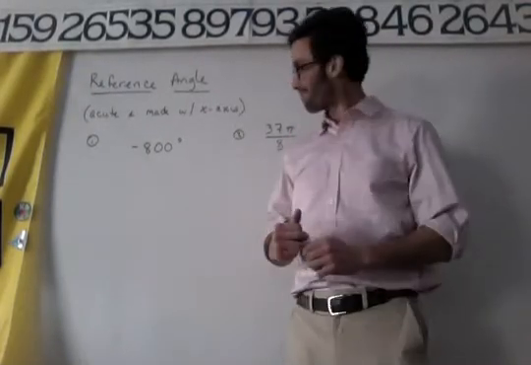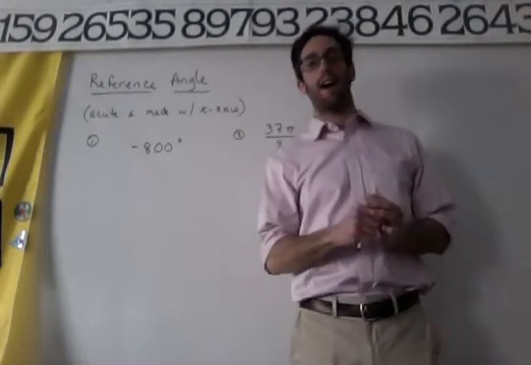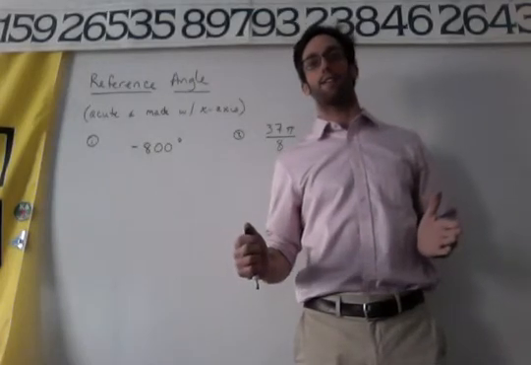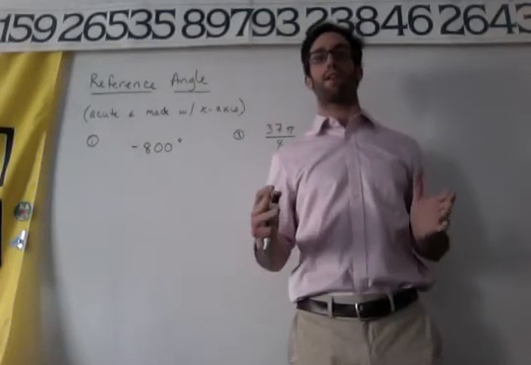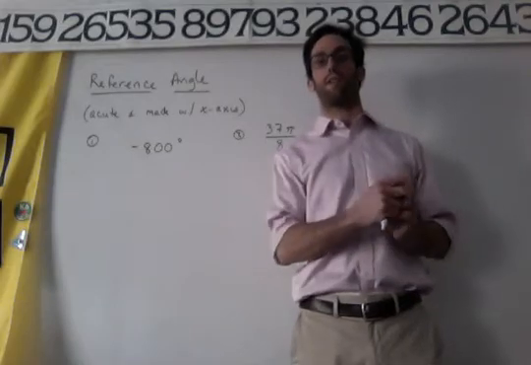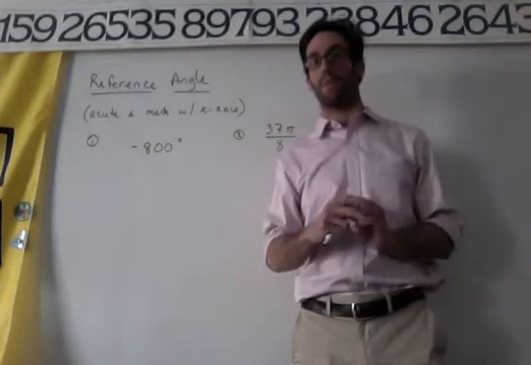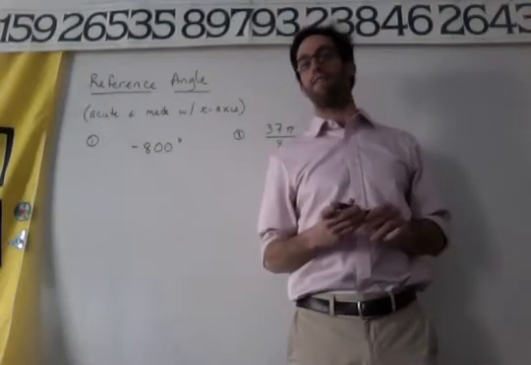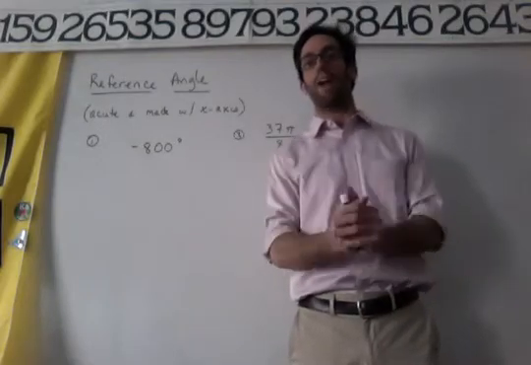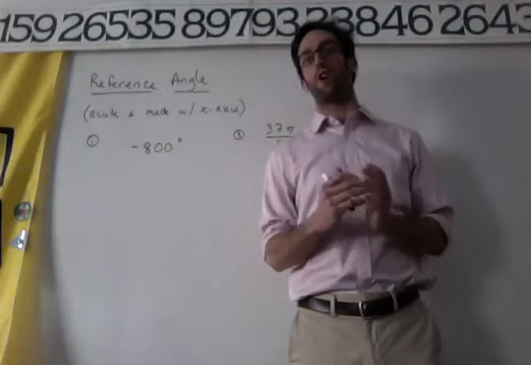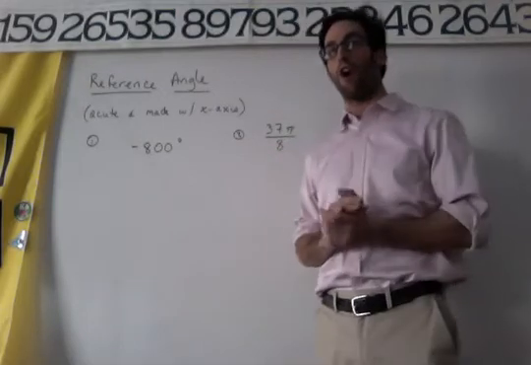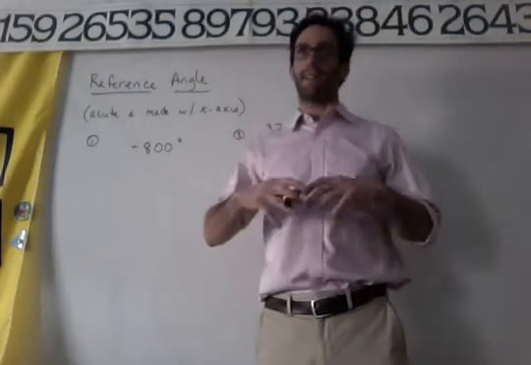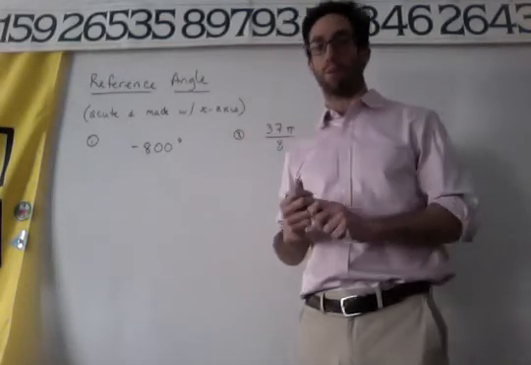Hello again. So today I'm going to talk a little bit about what a reference angle is, and then after this, how to determine an angle that is coterminal with an angle that you provided. Okay? So first of all, a reference angle is the acute angle formed by the terminal side of a ray, always with the x-axis. Okay? So that's a bit of a mouthful. Let me kind of explain what I'm saying.